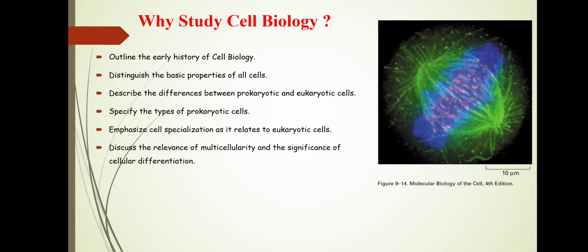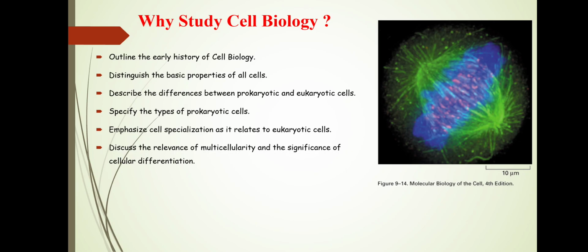Firstly, outline the early history of cell biology, and you will be able to distinguish the basic properties of cells of different types. Describe differences between prokaryotic and eukaryotic cells based on structure and functions. Specify the types of prokaryotic cells, such as bacteria, gram-positive, gram-negative, etc. Emphasize cell specialization and how it relates to eukaryotic cells. And finally, discuss the relevance of multicellularity and the significance of cellular differentiation.